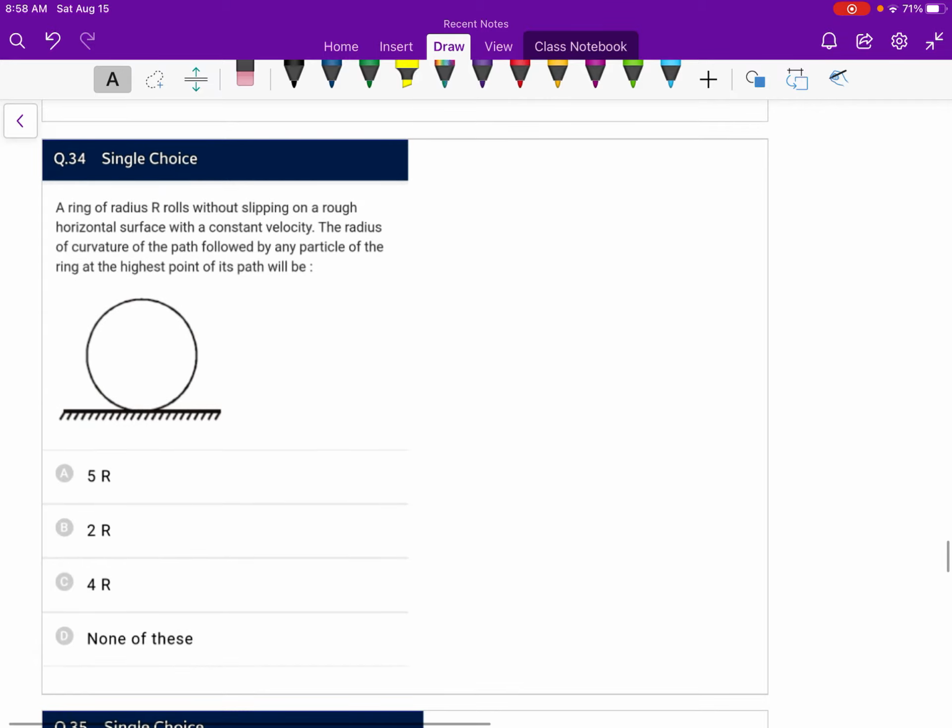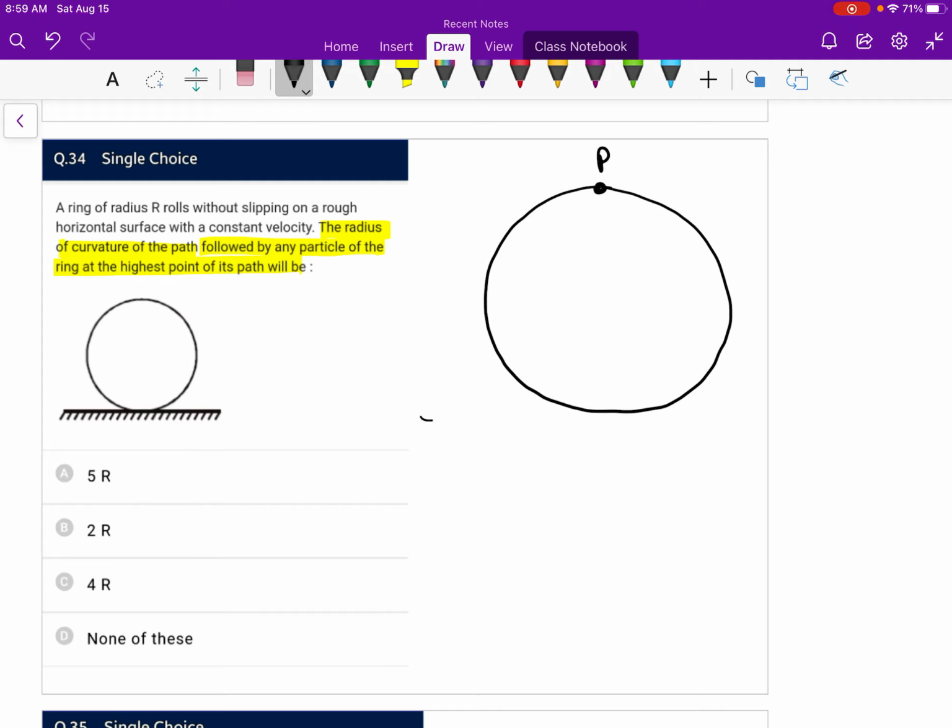A ring of radius r rolls without slipping with constant velocity. The radius of curvature of the path followed by any particle on the ring at the highest point. Okay, so for finding out radius of curvature of path followed by a particular point, we first need to calculate acceleration of this point P. So acceleration of point in C frame, which is radial, v square by r, plus acceleration tangential, which is 0, plus acceleration of center of mass, which is 0. So acceleration of P is v square by r down.